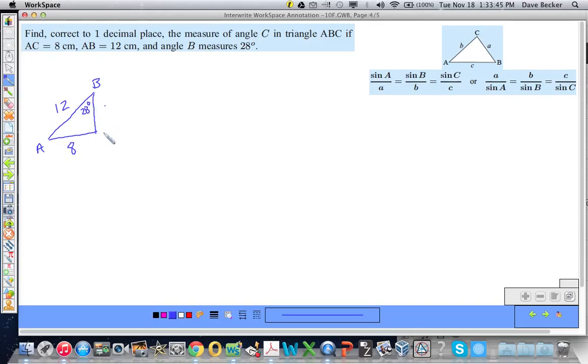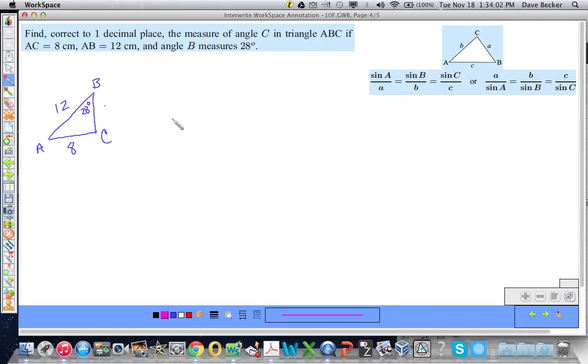Okay, and so I'm looking for angle C. I always start with what I'm looking for. I'm looking for angle C. And the only way to look for capital C is to use the sine of capital C.